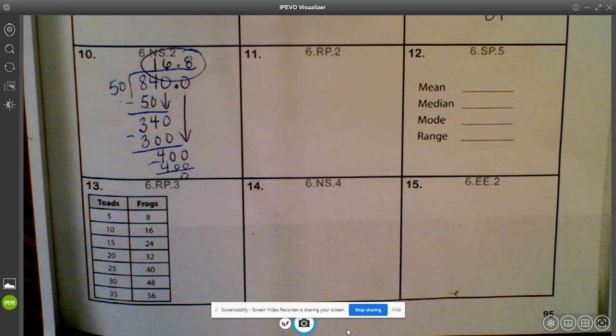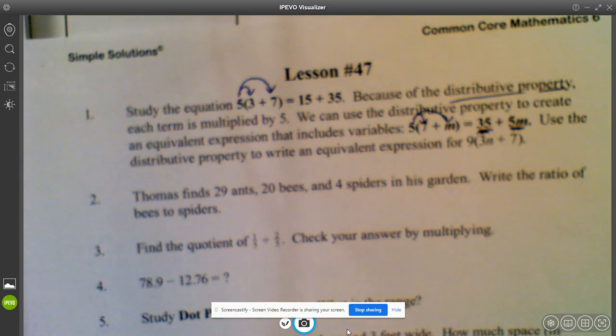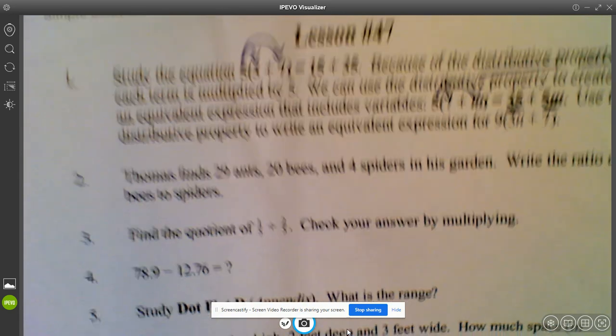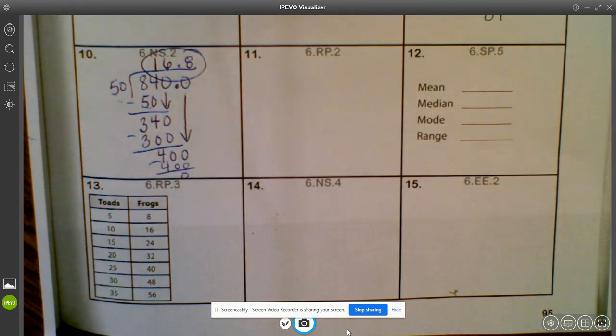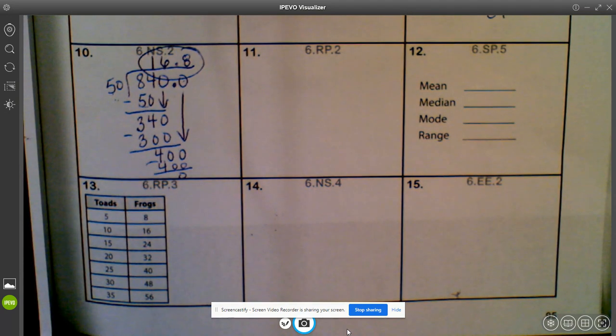Hey guys, welcome to day 6 of your NTI days. We are going to go through your simple solutions, lesson 47. And for your call to the post, we're going to do problems 11 through 15. So the last 5 problems on your lesson 47.